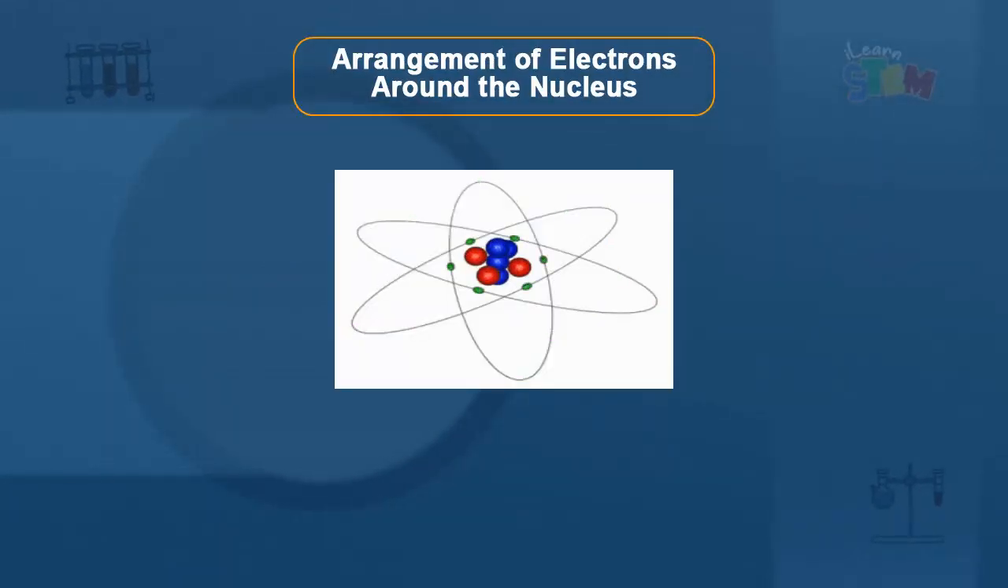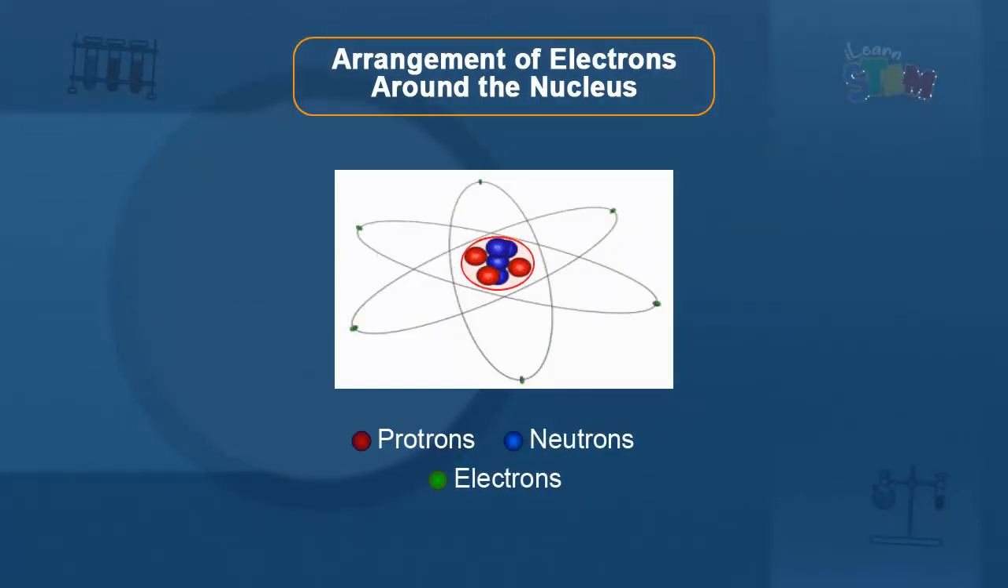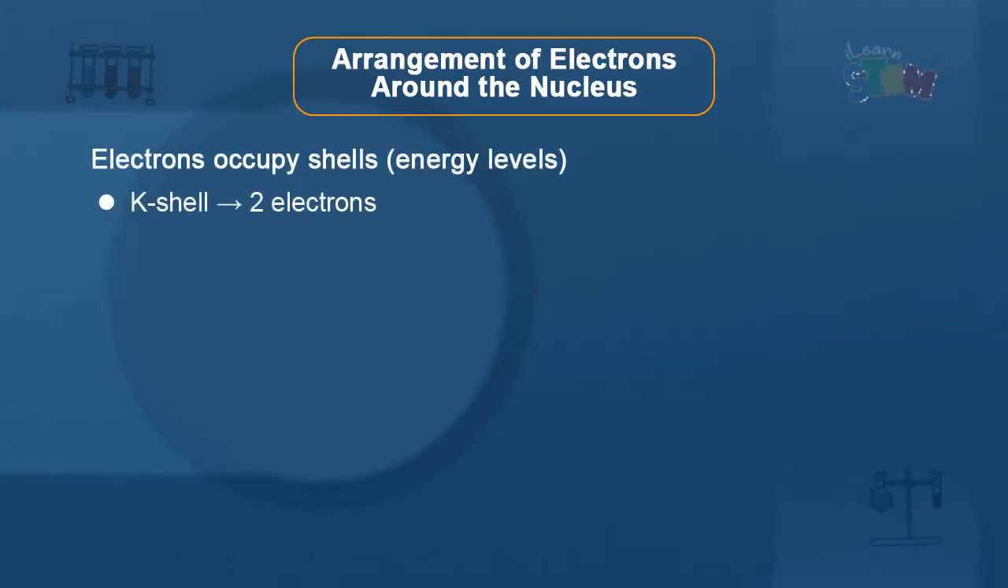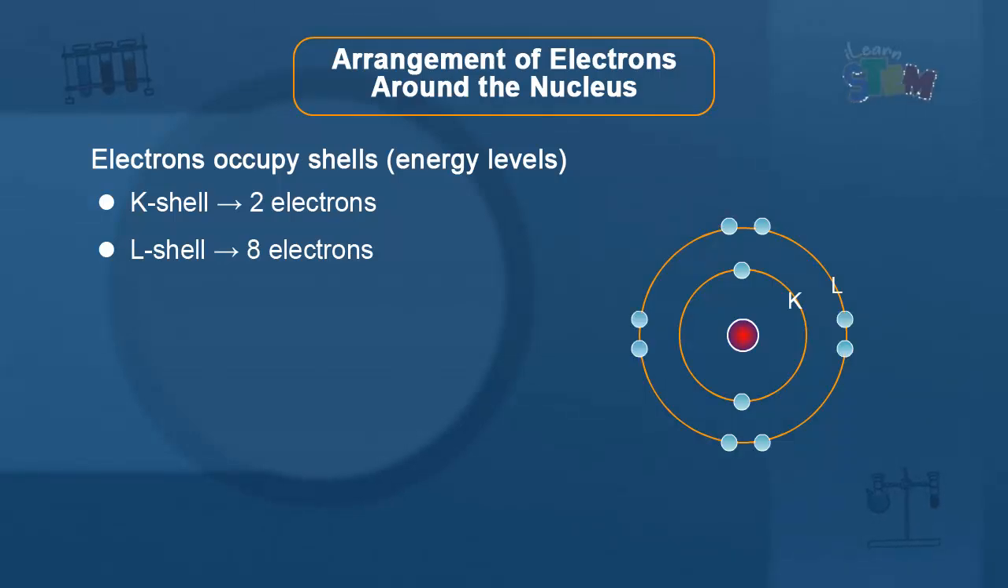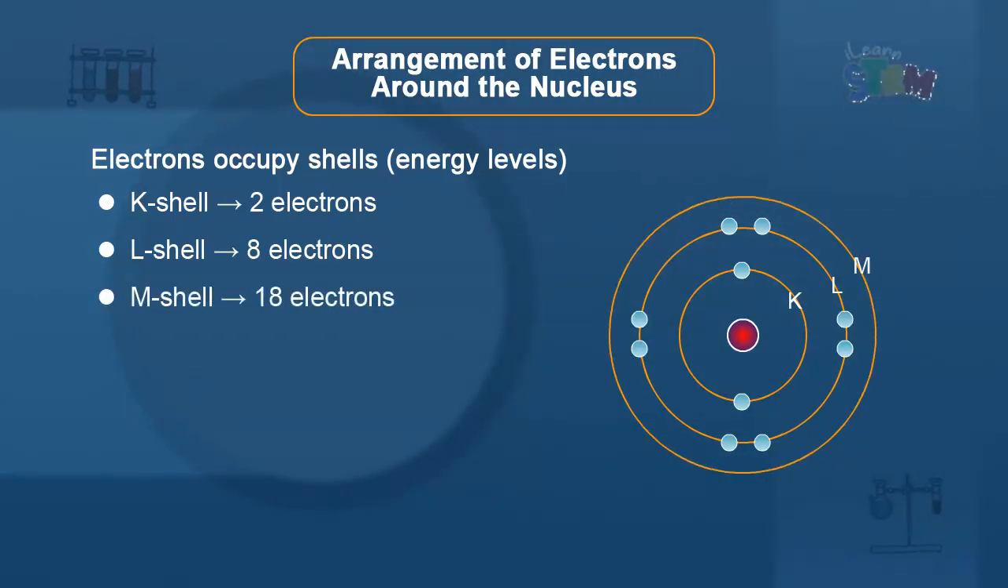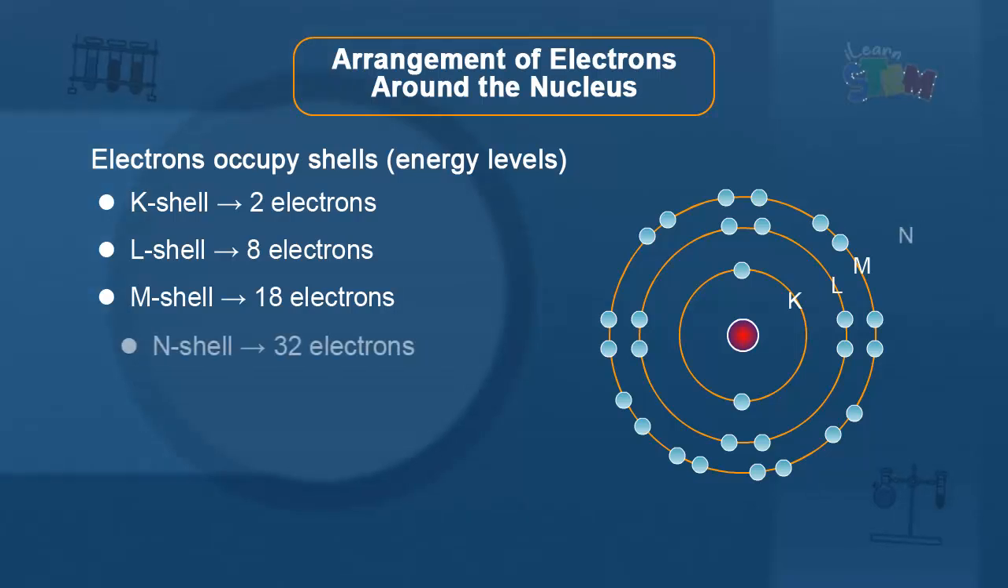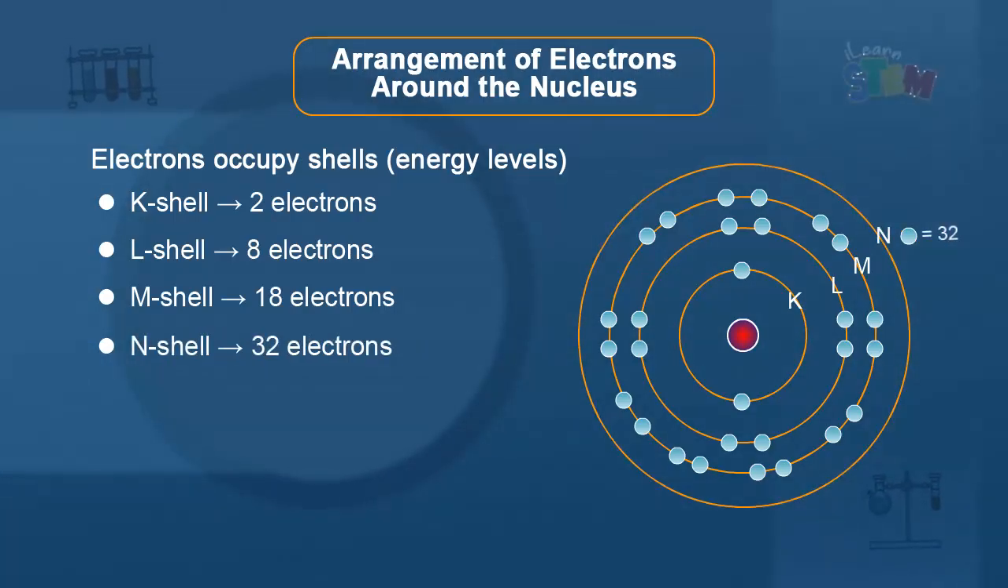An atom is made up of three major particles: protons, neutrons, and electrons. The protons and neutrons are tightly packed at the center of the atom inside a region called the nucleus. The electrons move around the nucleus in fixed regions called shells or energy levels. These shells are arranged from the closest to the farthest away from the nucleus, and each shell can hold a maximum number of electrons. The first shell, known as the K shell, can hold up to 2 electrons. The L shell can hold up to 8 electrons. The M shell can hold up to 18 electrons, and the N shell can hold up to 32 electrons.